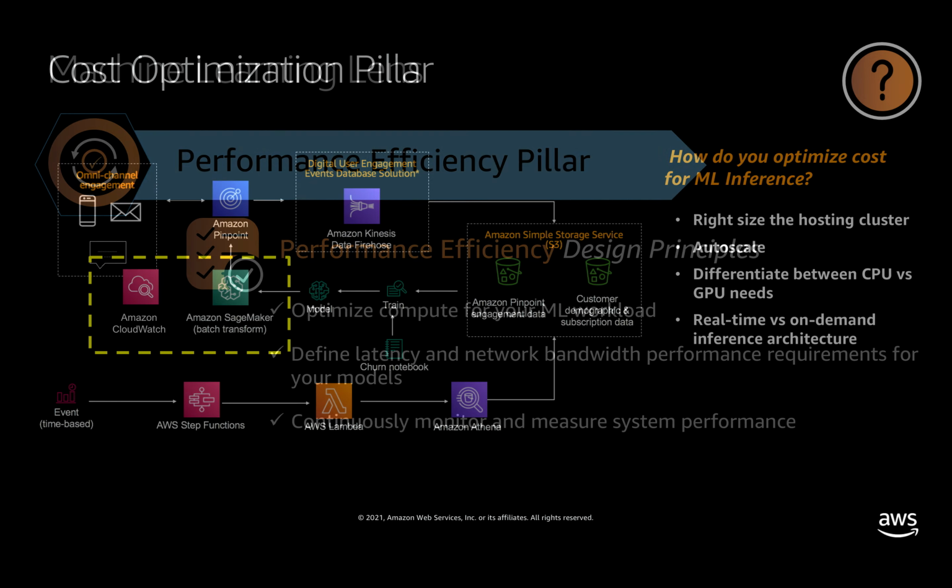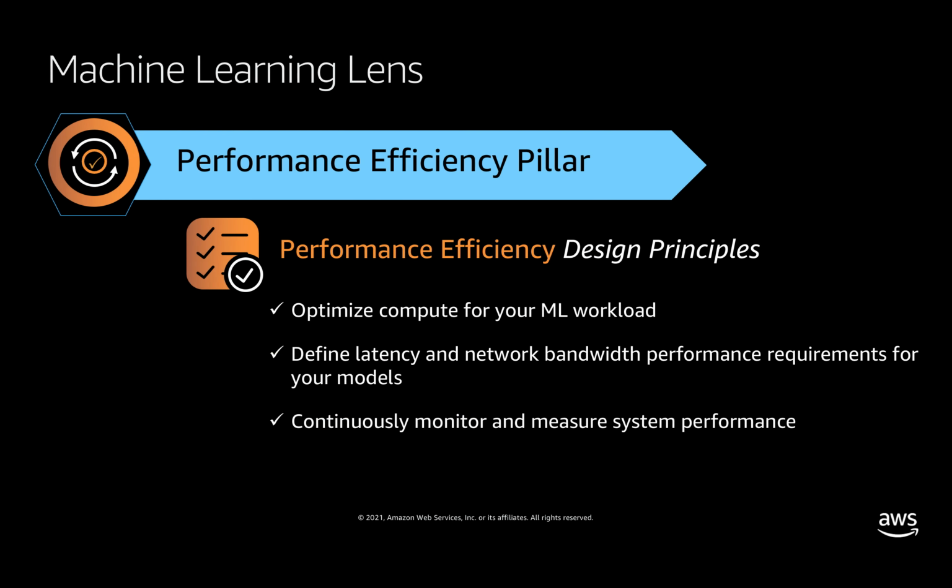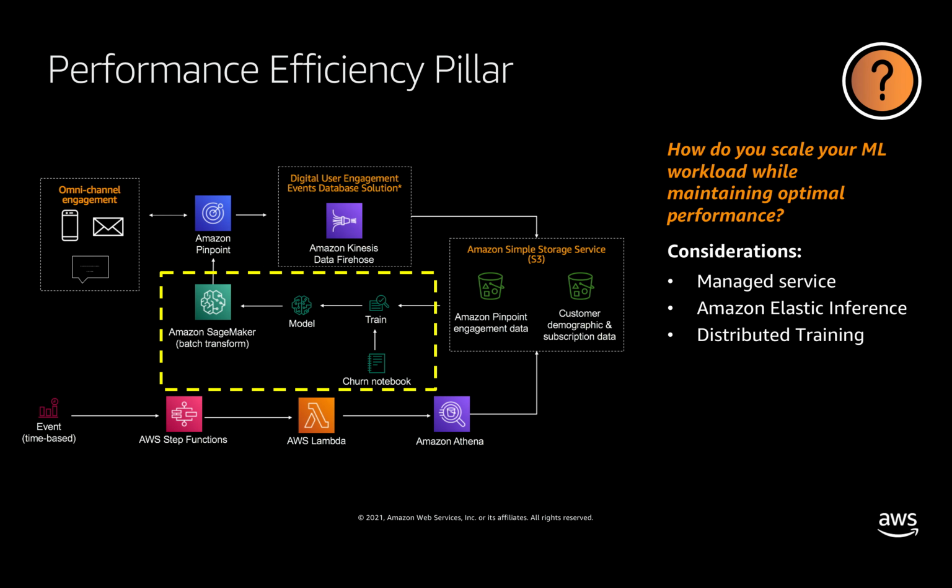Let's move on to the performance efficiency pillar. These are the high-level design principles associated with the performance efficiency pillar in the ML lens. This pillar really focuses on the efficient use of compute resources to meet your performance requirements. To do this, we recommend taking a data-driven approach to selecting your high-performing architecture. We also recommend that you regularly review your choices to ensure that you're taking advantage of the continuously evolving AWS services. Let's take a look at one of our questions inside the performance efficiency pillar.